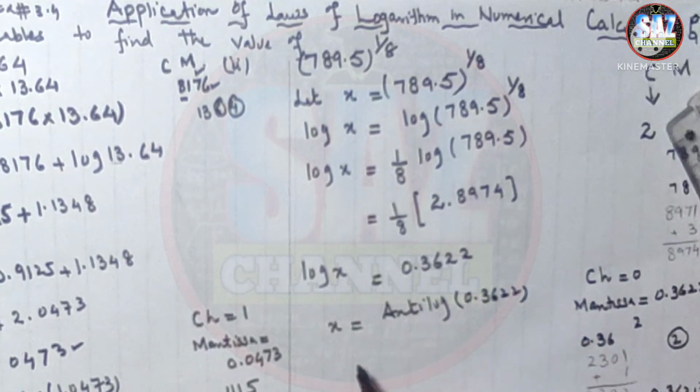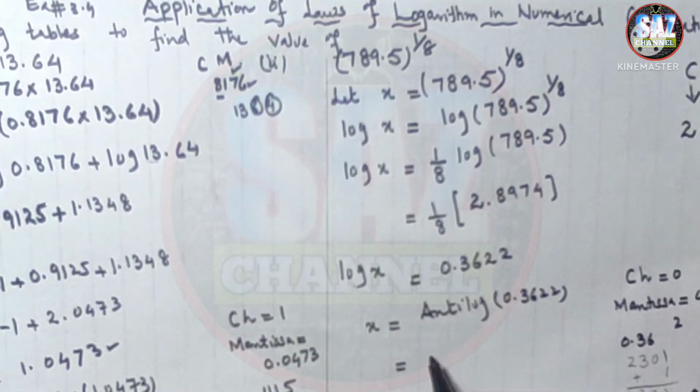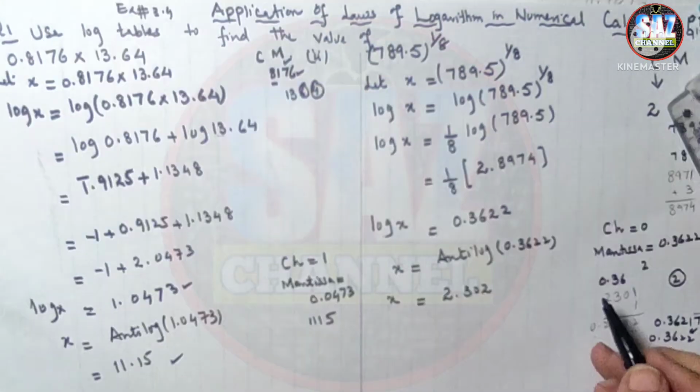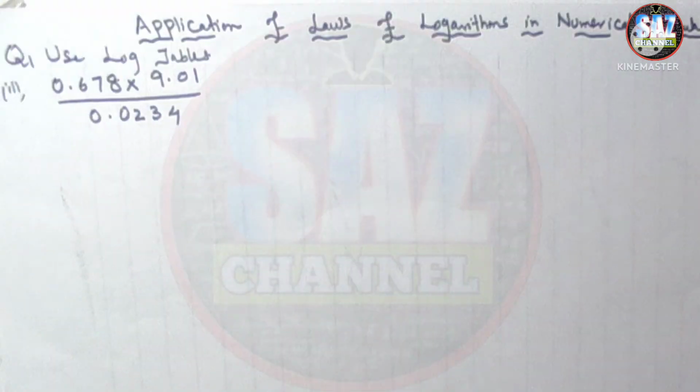0.3622. And then here we have completed the working for mantissa. So the value of x will be 2.302. So I hope you are clear. I'm going really slow so that my students can understand these lessons during their summer break and practice all these lessons well. Moving to the next part.